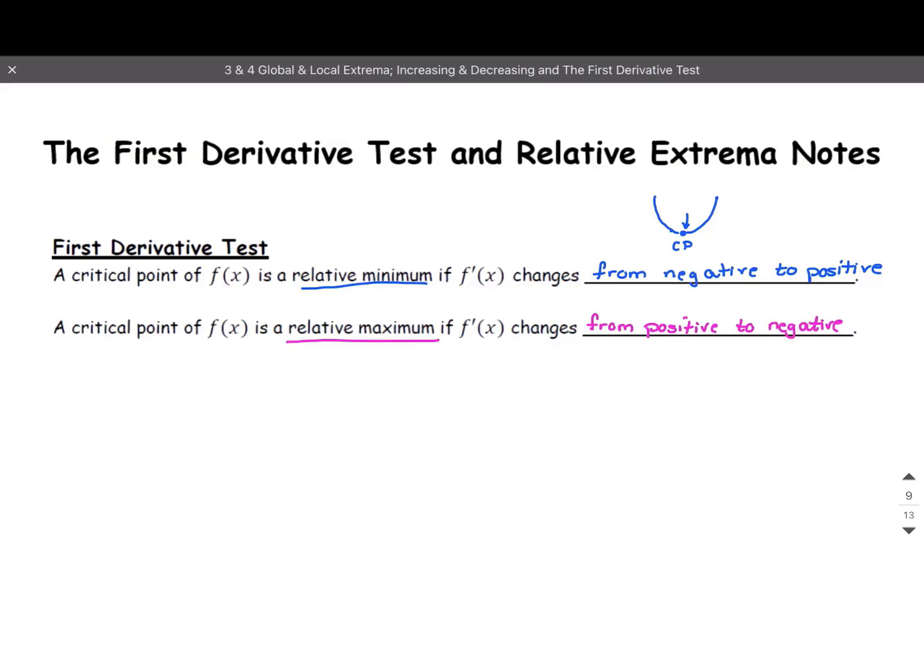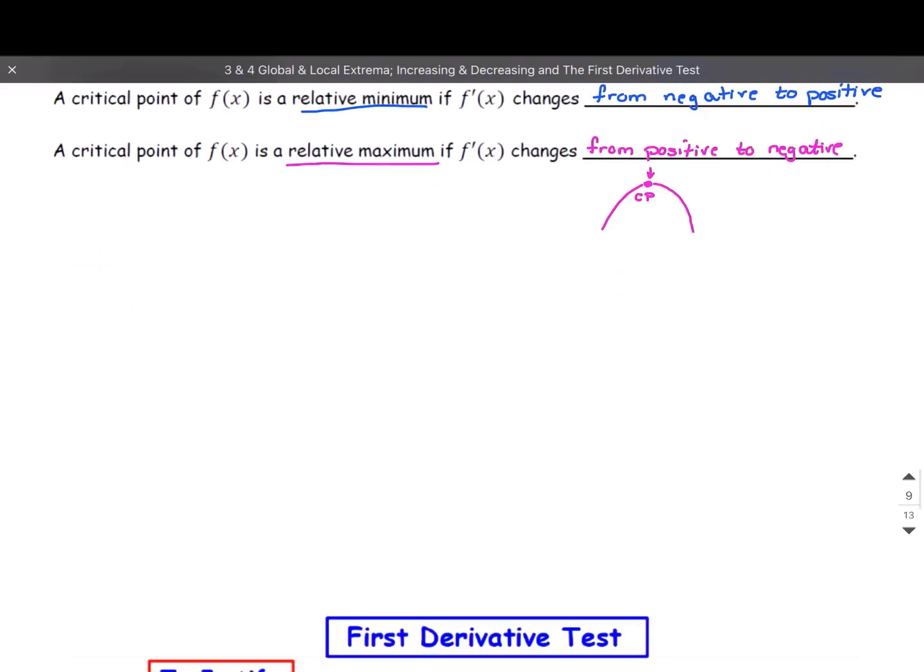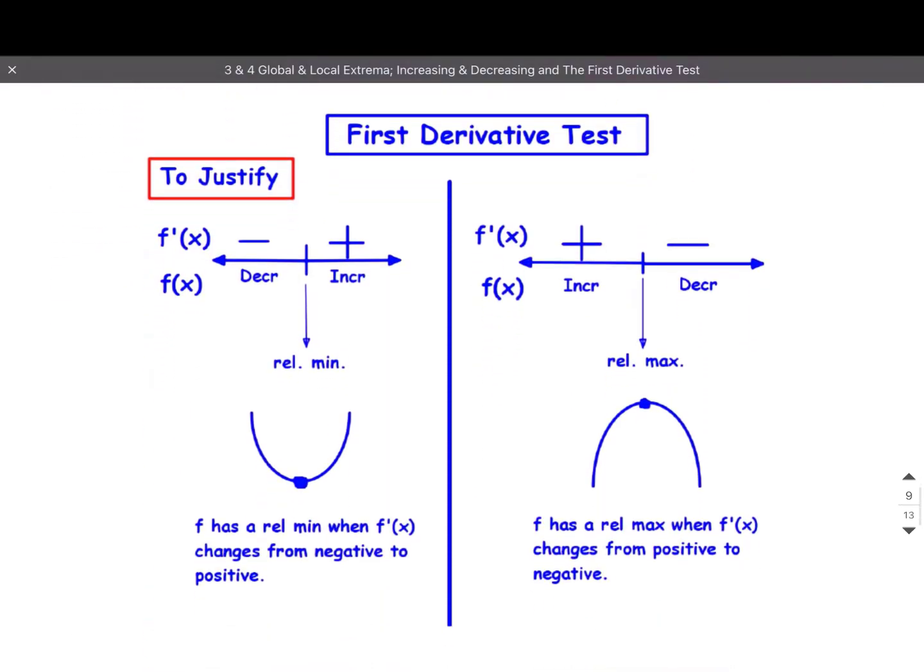When the derivative is positive, the slopes of the function are positive, so it's increasing. And then when the derivative is negative, the slopes are negative, so the function is decreasing, which means this turning point up here is a maximum at that critical point. So for the first derivative test, when you need to justify this, we need to make a number line. Make sure this is labeled. You must label your work. I am labeling the top as the derivative, so I am saying that the derivative is negative and then the derivative is positive.